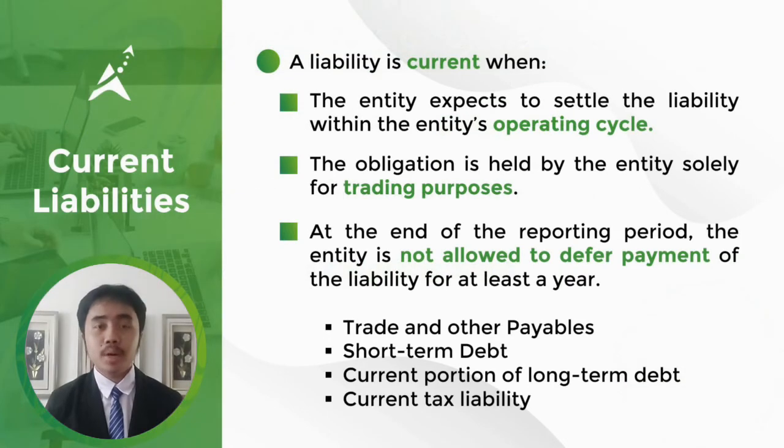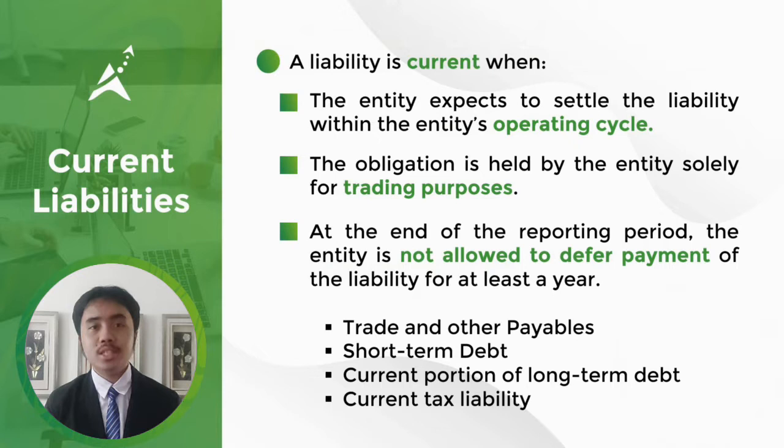Next topic is about current liabilities. Liabilities are classified as current if first, they are payable within the operating cycle of the entity and 12 months after the reporting period. Operating cycle refers to the length of time required for an entity to purchase inventory and convert it to cash from sales. Its duration is normally 12 months from the start of the operation of the business.